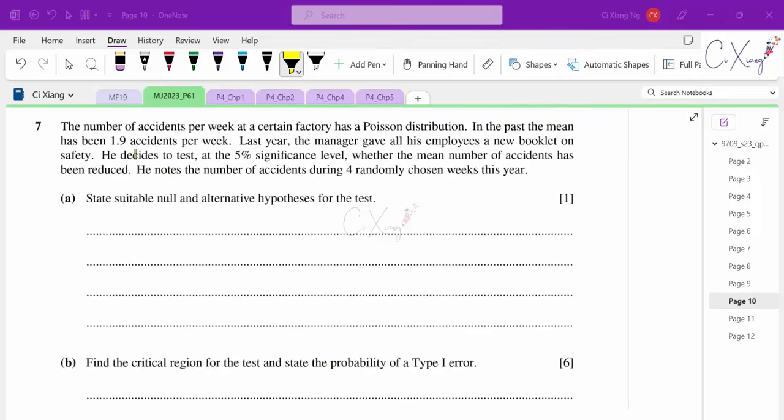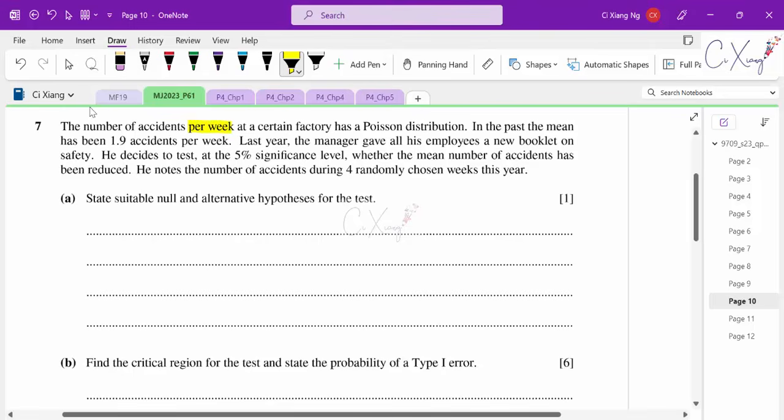Okay, so question number 7, which is the last question for this paper. The number of accidents per week. I think per week is actually one of the keywords to tell us that it is Poisson. But the question also gives us the keyword here. The keyword is Poisson distribution. In the past, the mean has been 1.9 accidents per week.